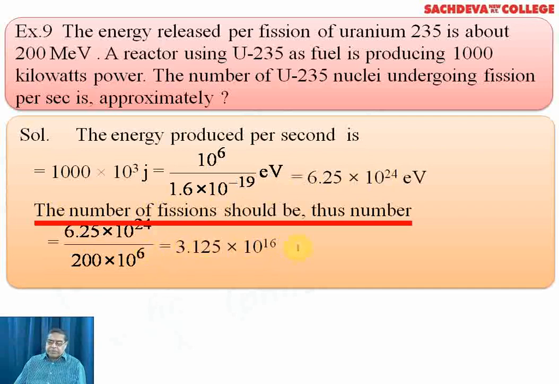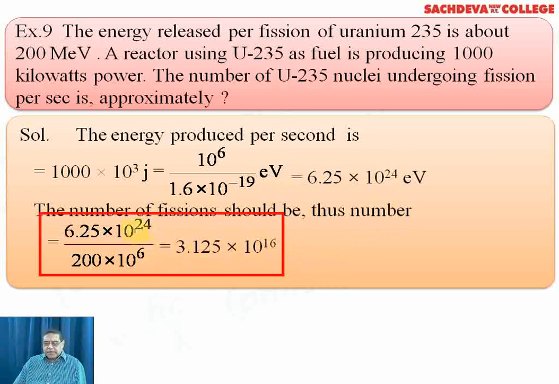The number of fissions we have to calculate, so it is 6.25 times 10 to the power 24 eV, divided by 200 times 10 to the power 6, and the result becomes 3.125 times 10 to the power 16. That is the number of fissions.